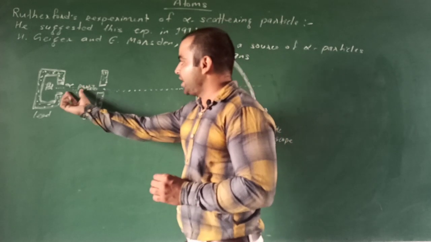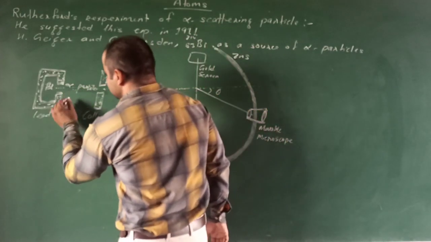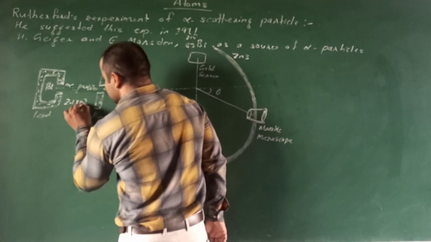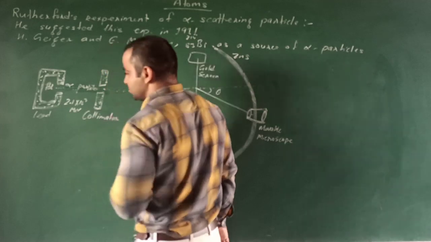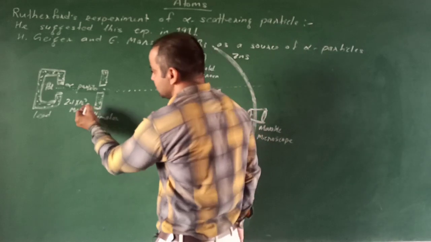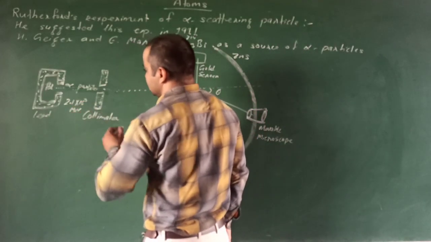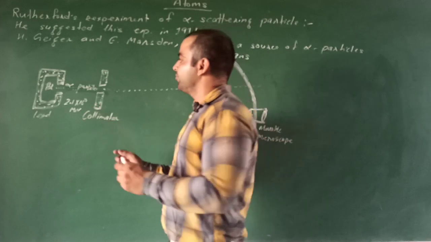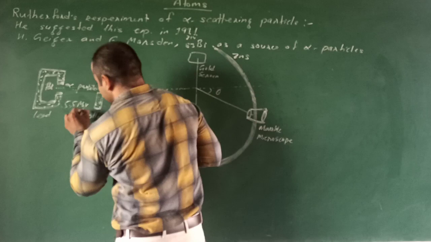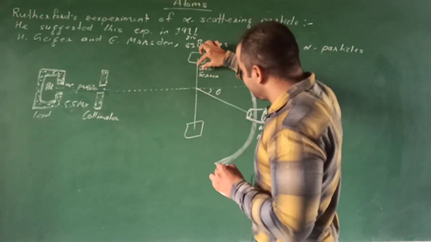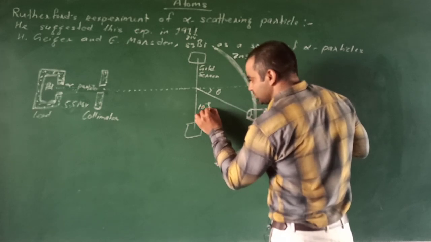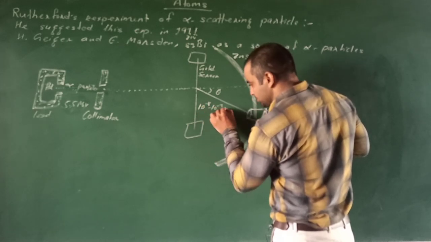The alpha particles have energy of 2.1 × 10^7 electron volt, or it is taken as 5.5 mega electron volt. The width of the gold screen is taken as 10^-8 to 10^-7 meters.